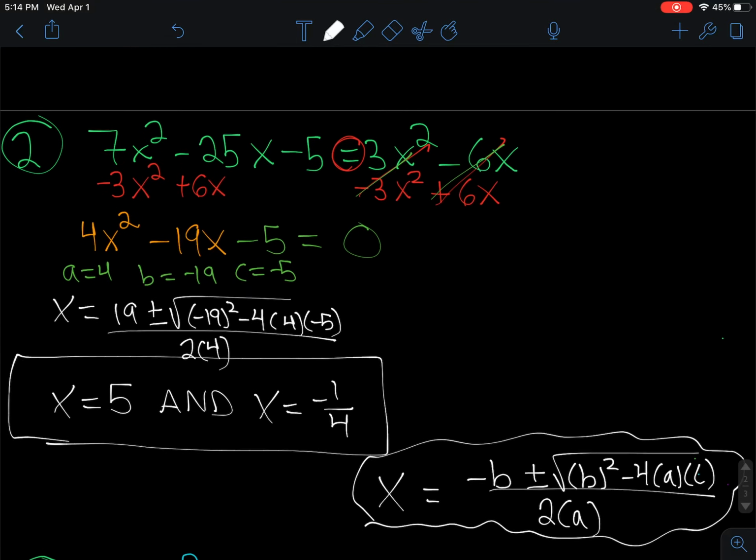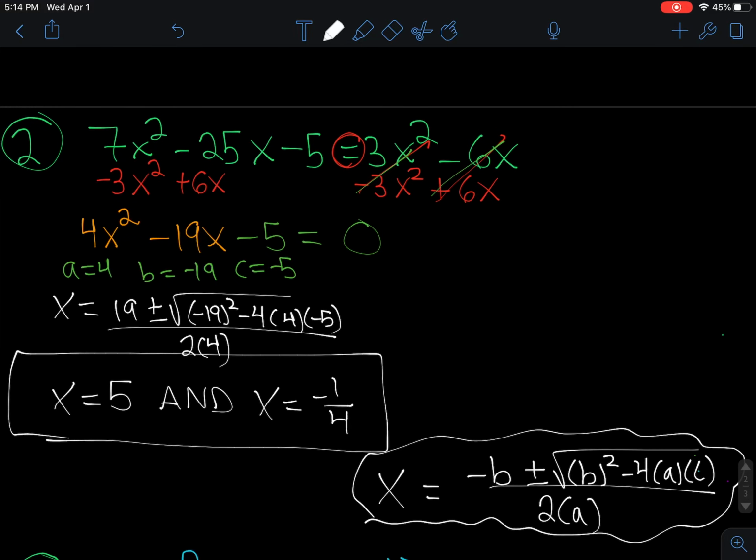So again, you got to move everything to one side first, combine like terms where you can, and then you have your A, B, and C, and then you just plug and chug.